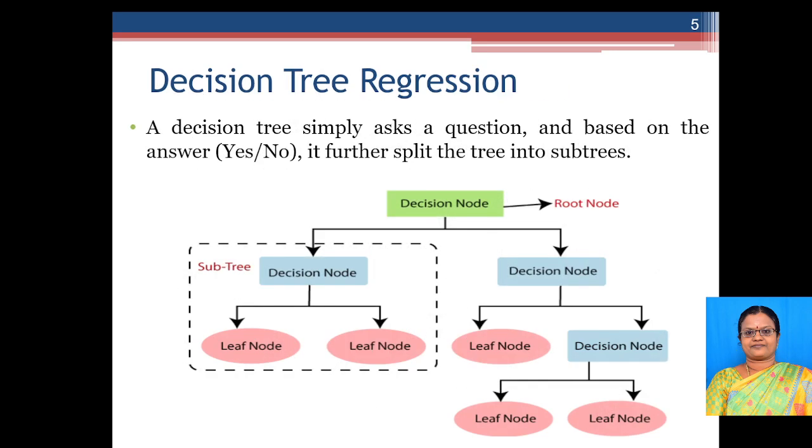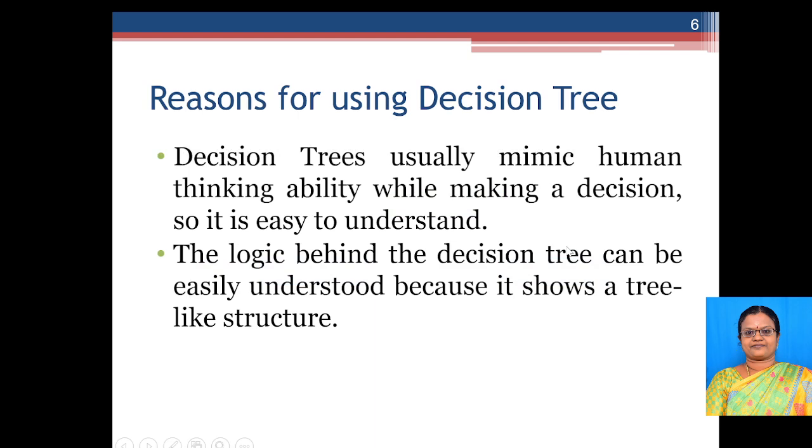So a decision tree simply asks a question, and based on the answer it further splits the tree into subtrees. Here you can see I have a decision node which I am calling the root node. Based on some parameter I can go either to this decision node, or I can go to the other decision node.